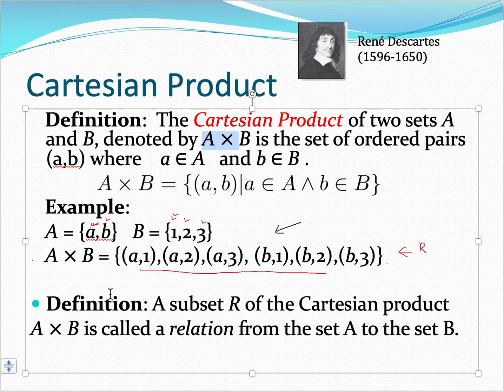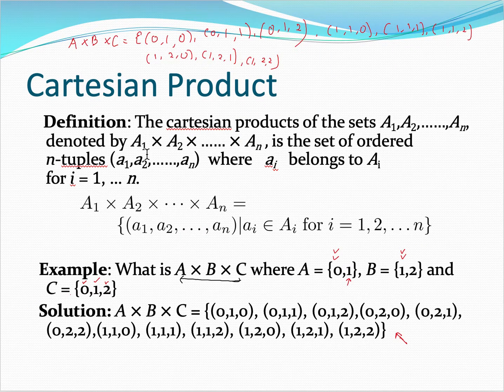And then a subset R of the Cartesian product A cross B is called a relation from the set A to the set B. Okay, a subset R of this Cartesian product is called a relation from set A to set B. So the Cartesian product of the sets A1, A2 until AN, denoted by A1 cross A2 until cross AN, is the set of ordered n-tuples (a1, a2, until an), where ai belongs to Ai for i equal to 1 until n.